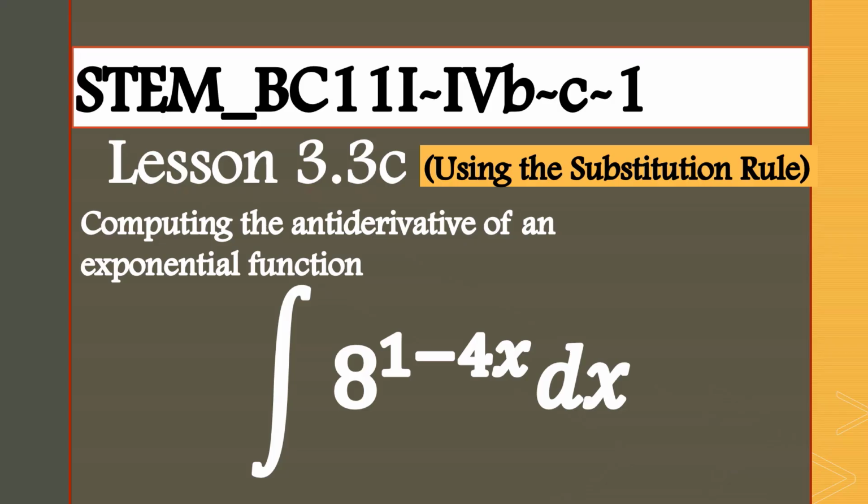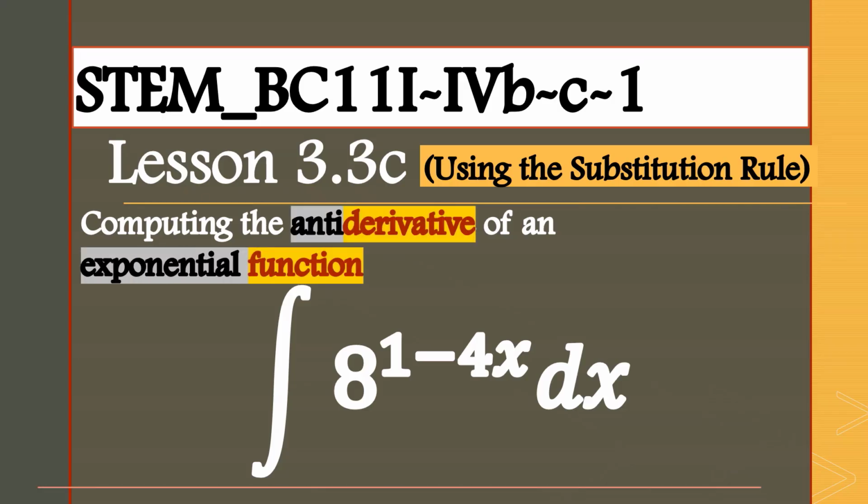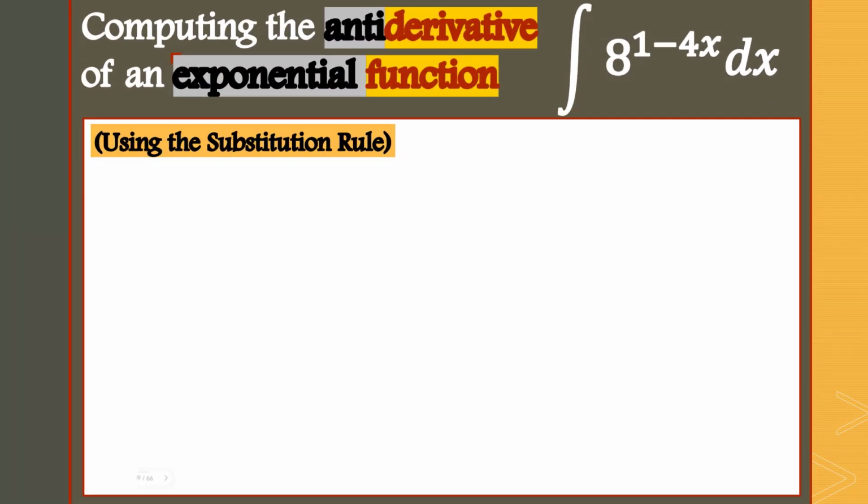Let's compute the antiderivative of this given exponential function using the substitution rule. So we are given here the integral of 8 to the power of 1 minus 4x dx. We used the chain rule in the previous video because when the exponent is another function, then this is of course a composite function, and we had the chain rule for that.